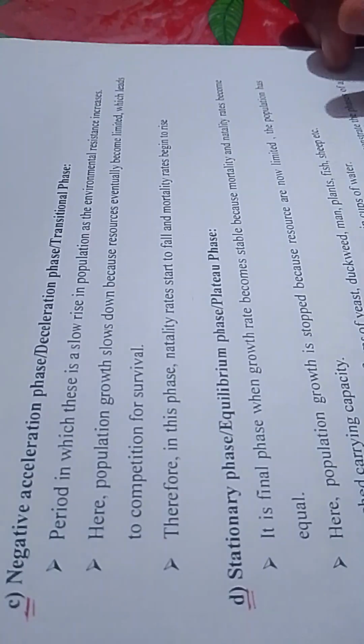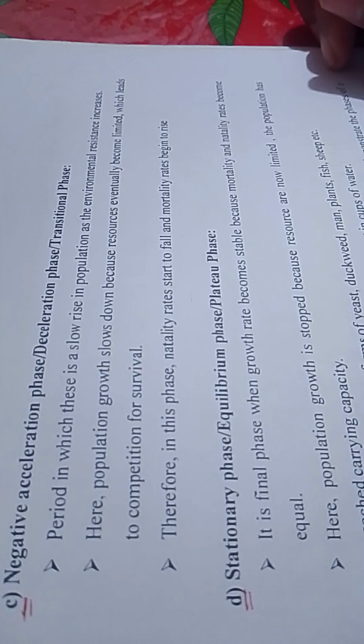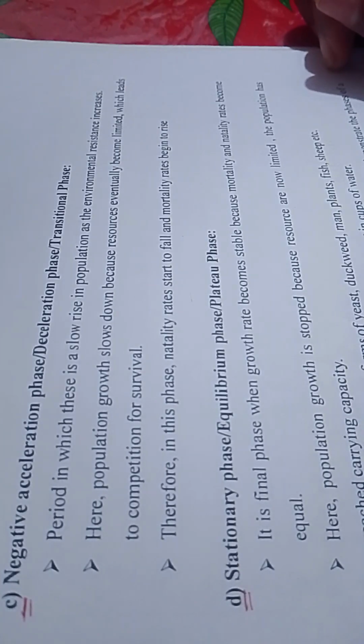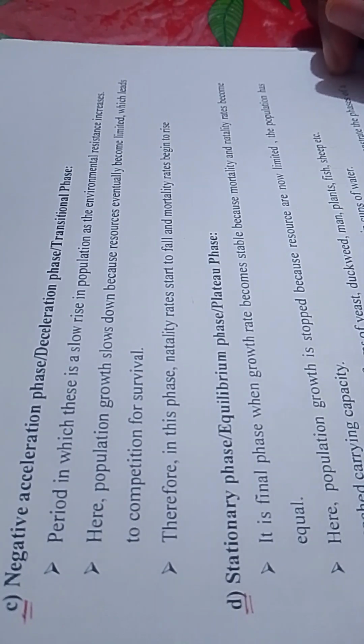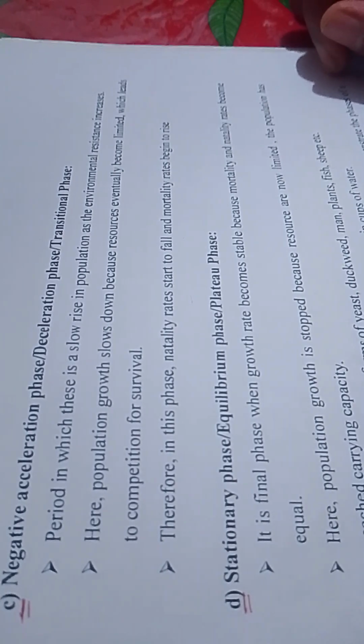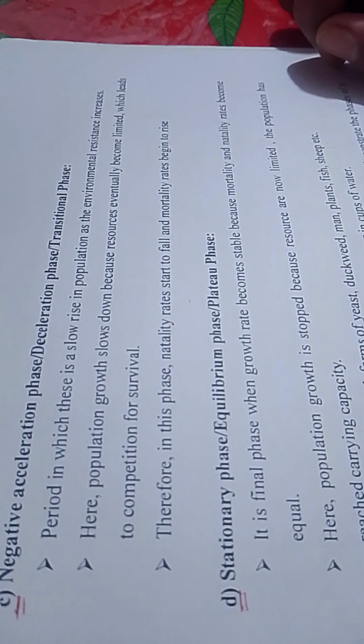C. Negative acceleration phase or deceleration phase, transitional phase: period in which there is a slow rise in population as the environmental resistance increases. Here population growth slows down because resources eventually become limited, which leads to competition for survival. Therefore in this phase natality rate starts to fall and mortality rate begins to rise.